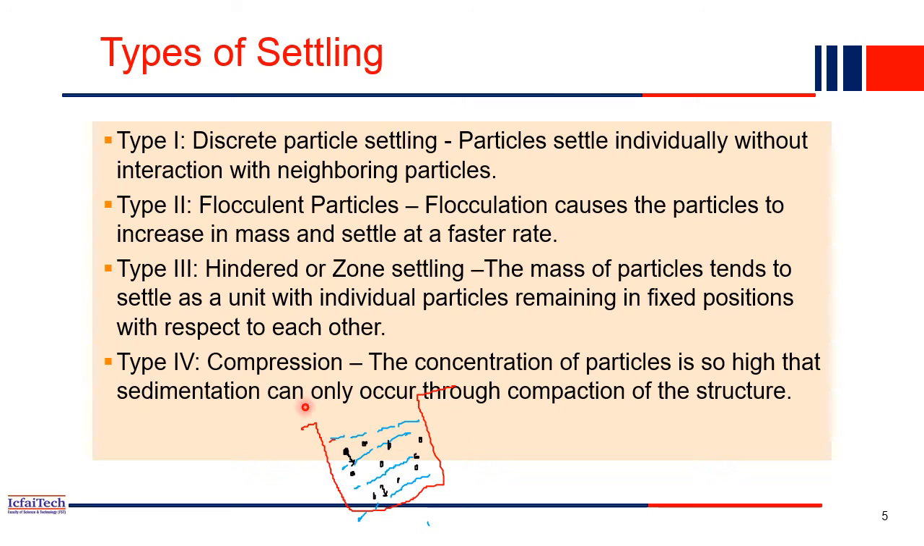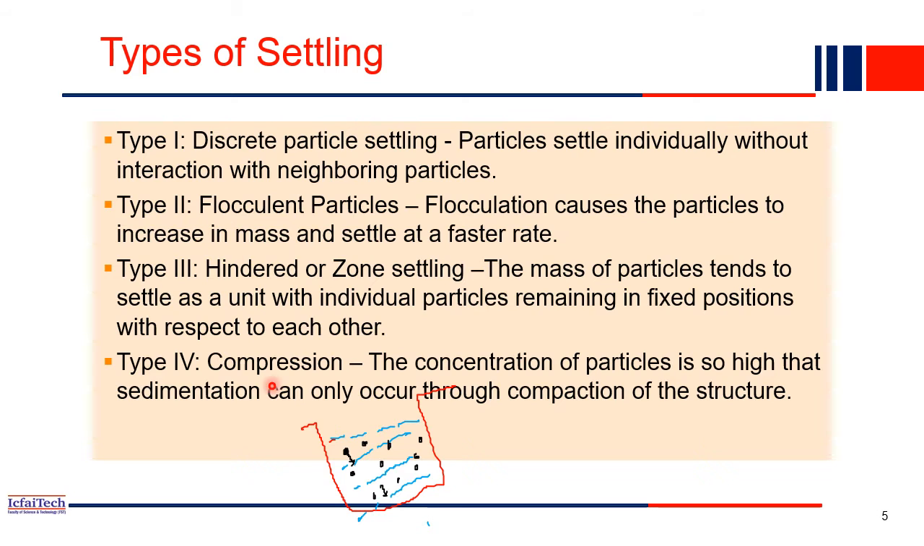And the fourth type is compression. Here the concentration of particles is so high that sedimentation can only occur through compaction of the structure. It means that if more particles are present in the water, the water is very much polluted, with many particles, like muddy water you can imagine. In that case, the particles may not settle directly, because too many particles are already present in the water. So in that case we can use compaction, a compression structure, so that the muddy water can compress at the bottom. So this fourth type of settling is very important.